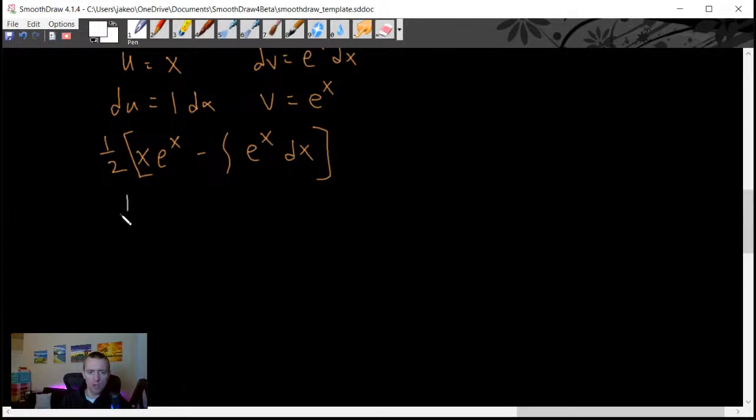So that would be 1/2 x e to the x minus 1/2 times the integral of e to the x dx. The integral of e to the x dx is just e to the x.